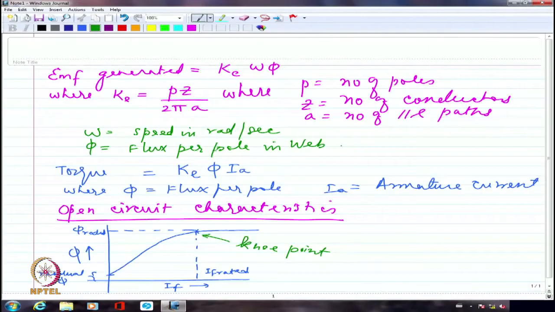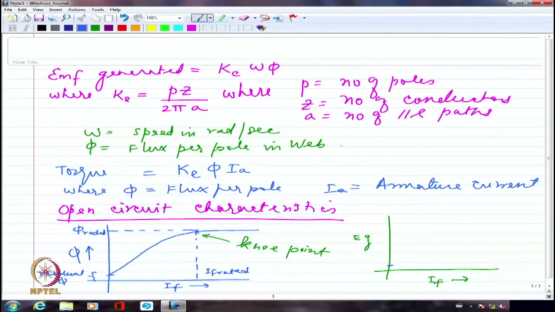So rather than drawing flux versus field current, if I draw EG versus field current, that is, the generated voltage versus field current, I am probably going to get some value of generated voltage even when the field current is 0, because there is some residual flux as long as I have rotation in the armature. I am going to rotate it probably at rated speed.